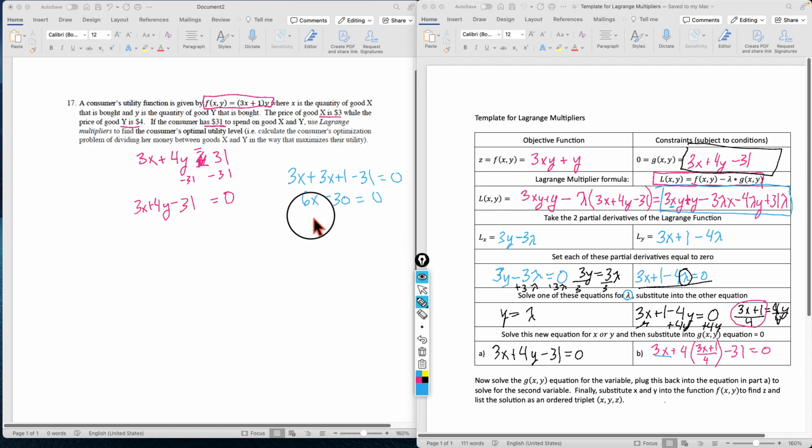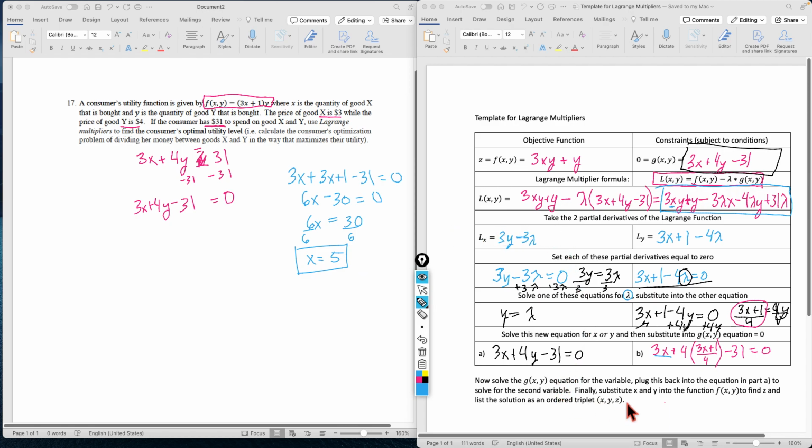Add 30 to both sides. Sometimes we end up with fractions and decimals. That's okay, but a lot of times they make it nice for us using nice numbers. So I added 30 to both sides. Divide by 6. We get x equals 5. Okay, so that's one value.